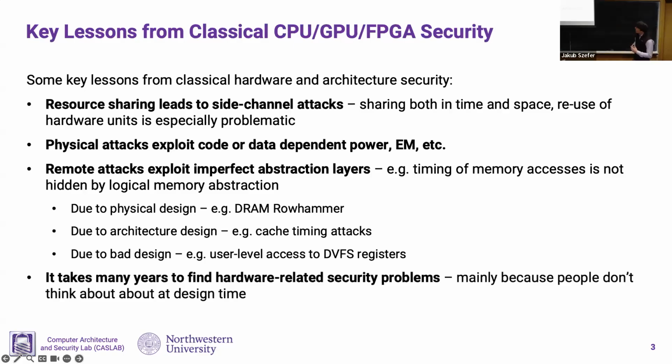And then another lesson or observation is that, at least in the past, it's taken a long time to find different hardware-related problems. Like, caches have been in processors for a long time before, in the early 2000s, people started thinking about cache timing attacks, or Rowhammer and DRAM. And I think the main reason is not that it's hard, but that people don't think about security at design time. So something is designed, and then only later, once it's in widespread use, you start thinking about security.